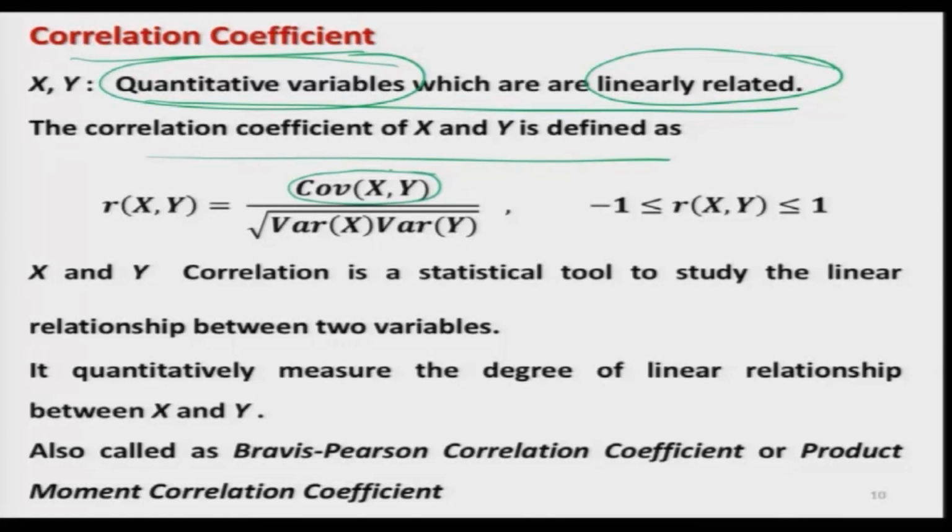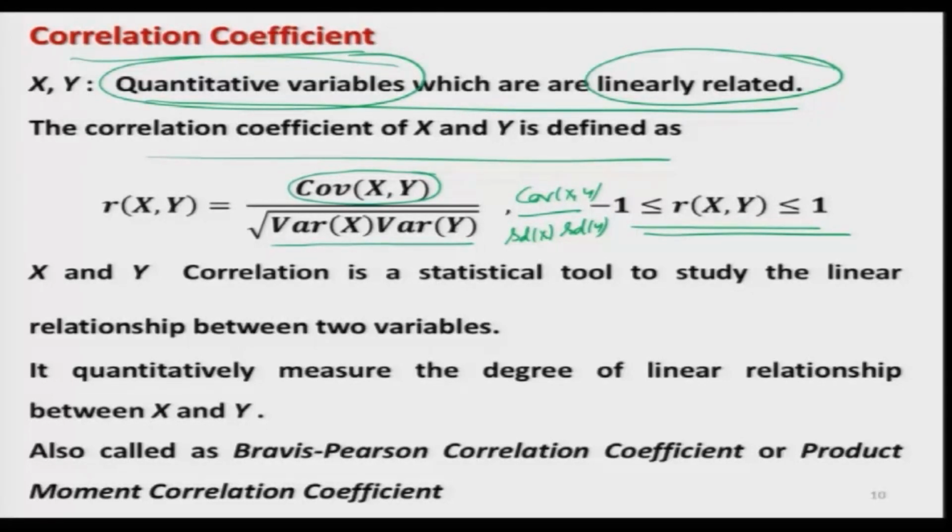x and y divided by the square root of variance of x into variance of y, or you can write it here as covariance between x and y divided by standard deviation of x into standard deviation of y, whatever you want to write. And the value of this correlation coefficient lies between minus 1 and plus 1. That can also be proved mathematically without any difficulty, but anyway, I will just inform you here.